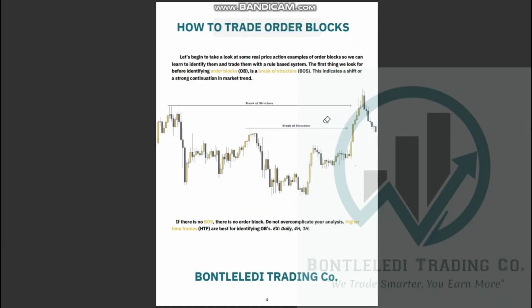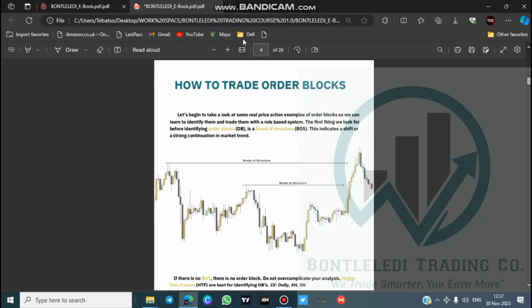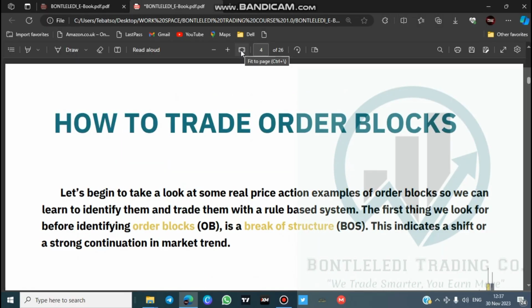We're going to make sure that we learn and master this, and we're going to be as accurate as possible so that all of us will understand what's happening here. So now, how do we trade these order blocks? We're just going to jump right into it. Let's begin to take a look at some real price action examples of order blocks so we can learn to identify them and trade them with a rule-based system.